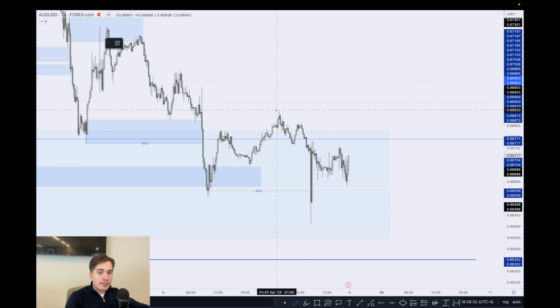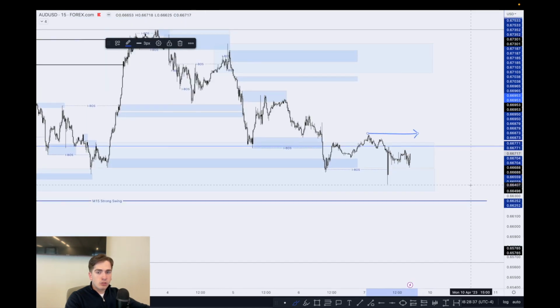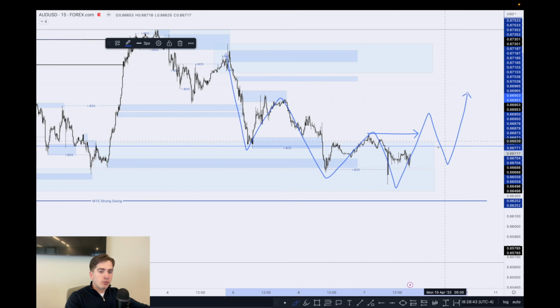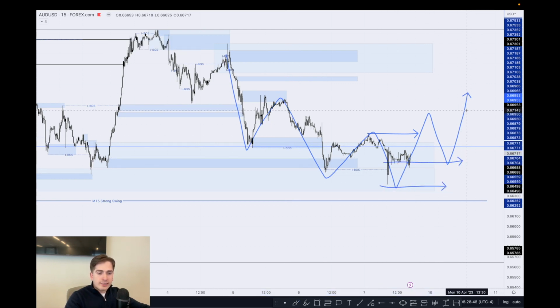What I'll need for that is a break of this high over here. So once this high breaks, that means that the internal structure on Aussie dollar, which is bearish at the moment, like this, becomes bullish, and then we can look for longs overall in line with the 4-hour trend. And then of course with that daily change of character as well.